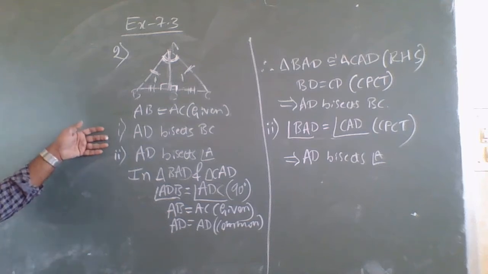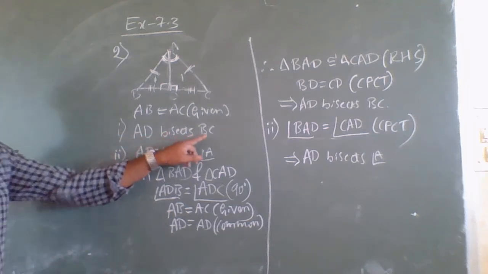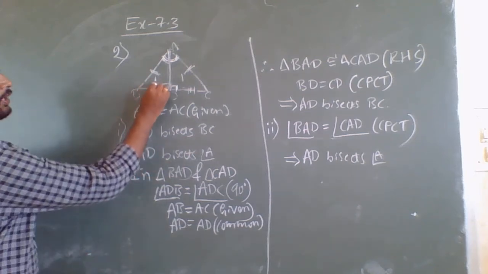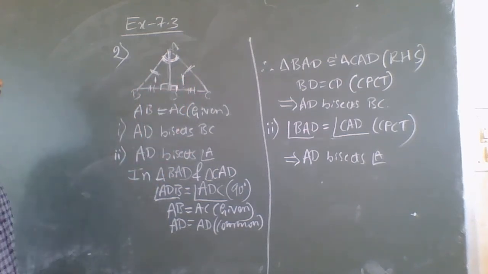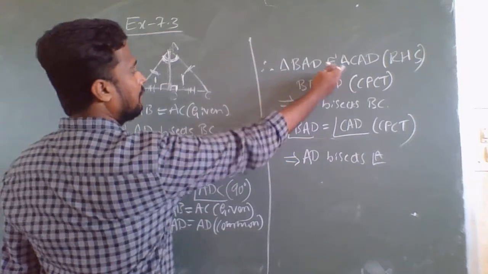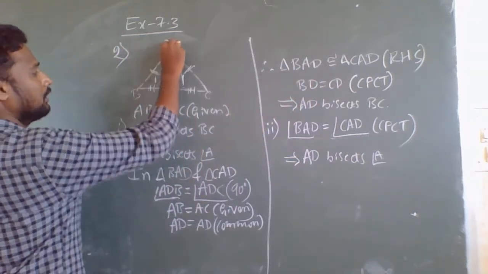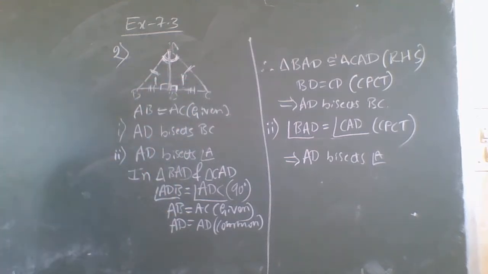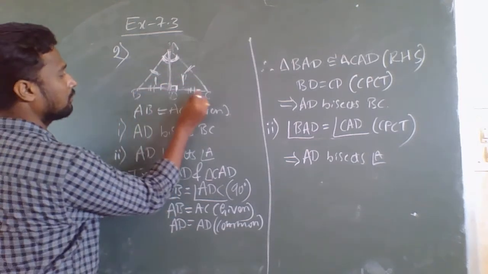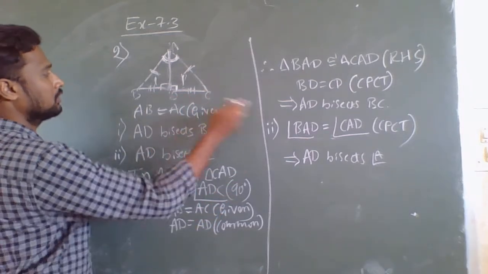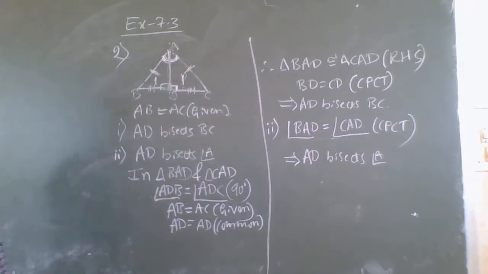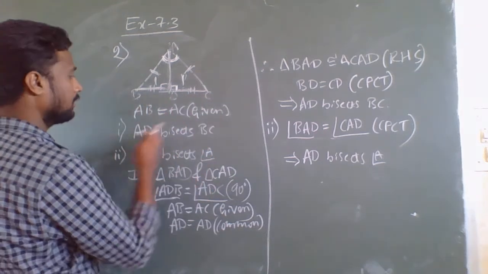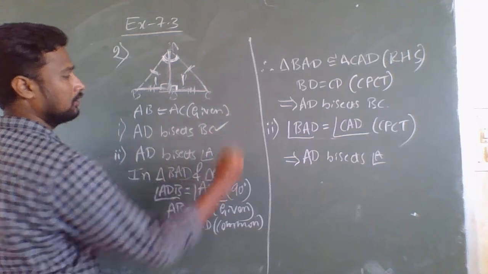So here, to prove AD bisects BC and AD bisects angle A, we have to prove these two triangles congruent. If these two triangles BAD and CAD are congruent, then we can say that BD is equal to CD because of CPCT, corresponding parts of congruent triangles. If BD is equal to CD, then we can say that AD bisects BC.